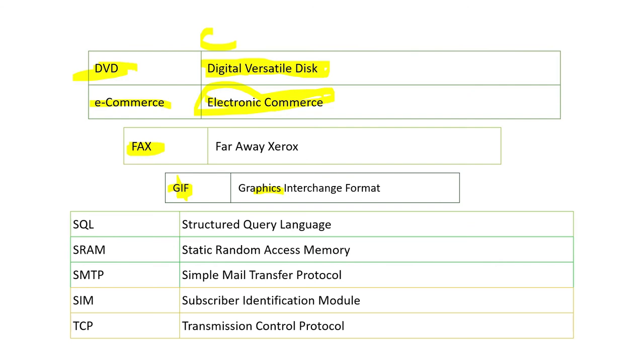Then we have SQL. SQL stands for structured query language. It's a language used in interacting with the databases. Okay, it's a database language, DBA type of thing. Then we have SRAM. SRAM means static random access memory. Okay, random access memory was already discussed in the previous lectures.